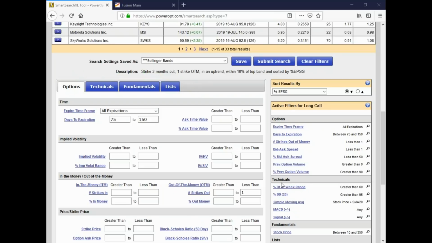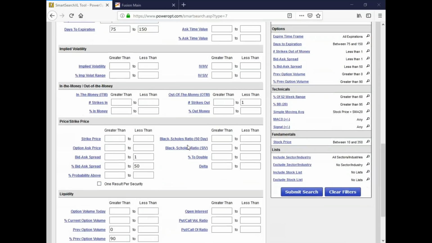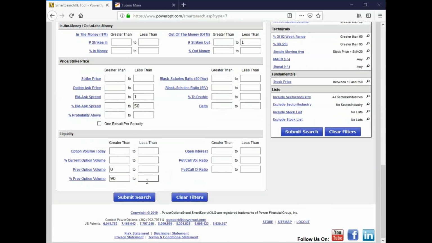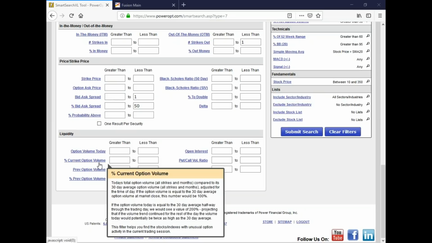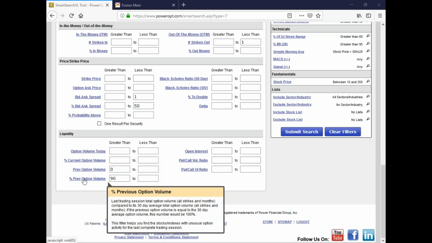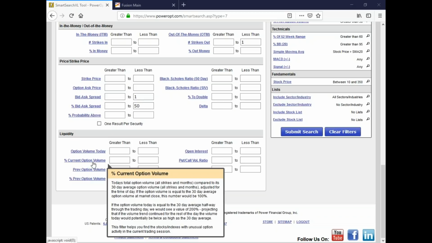Now, for Jim's question on high option volume, one of the filters that's available for most option strategies is the percent current option volume and the percent previous option volume. Now, the percent current volume shows you today's total option volume for the stock, not just a particular strike, but the entire stock, all expirations, all strike prices, compared to the average over the last 30 days.